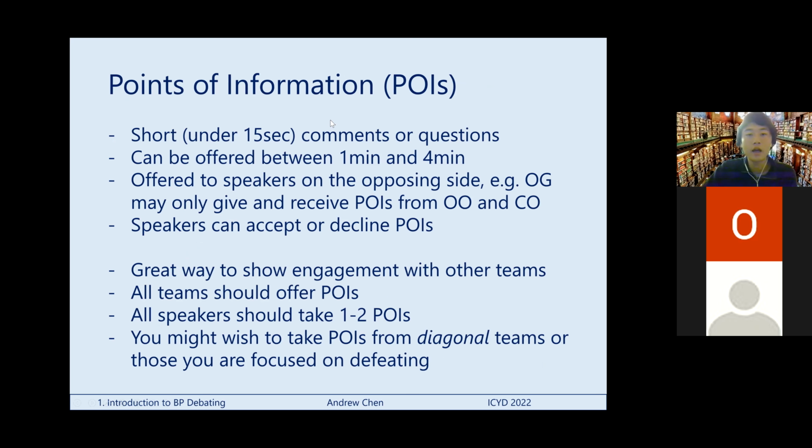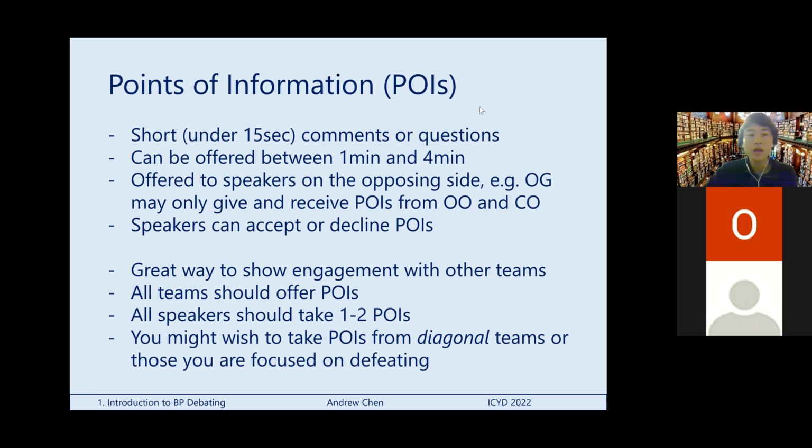Moving on then to points of information, which is something that exists in a lot of debating formats. So what points of information, or POIs for short, are, is a short comment or a question that has to be under 15 seconds. You can offer these between 1 minute and 4 minutes of a speaker's speech. So this is why you'll typically see people on Zoom typing 1 or 4 in the chat, or back in person debating, people might bang on the table or ring a bell or wave their hand or clap or something like that.